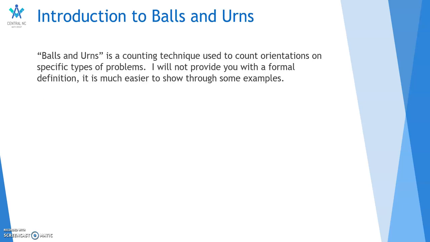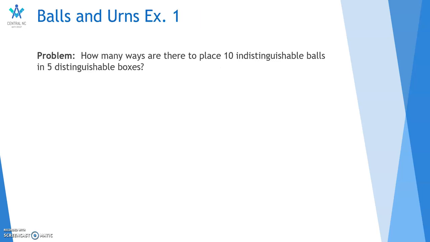So balls and urns is a counting technique used to count the number of ways to do certain things in certain cases. I'm not going to provide you with the formal definition. It's much easier to show through examples. And so let's actually do some examples here. And so we have a problem here. How many ways are there to place 10 indistinguishable balls into 5 distinguishable boxes?